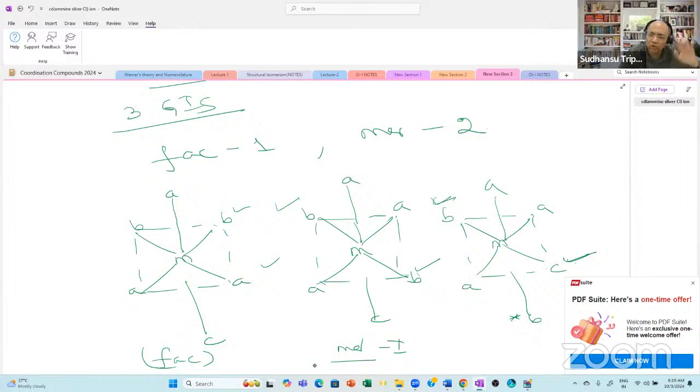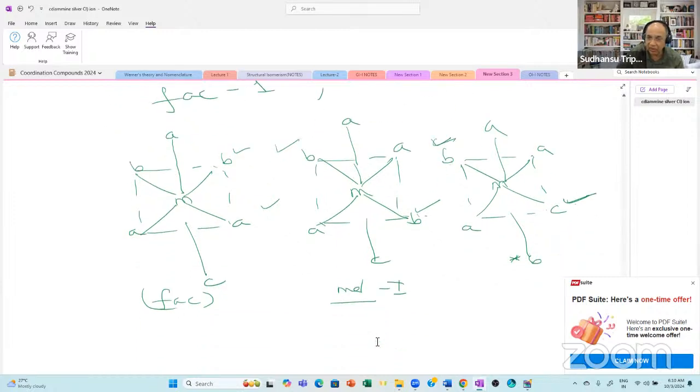Forget about C. C will automatically adjust. B opposite, and here BB same side. Let us not call it BC same side, BC opposite. Call it BB opposite here and BB same side. That will be mer 2. So none of them is chiral. Each of them has some element of symmetry to make it achiral.